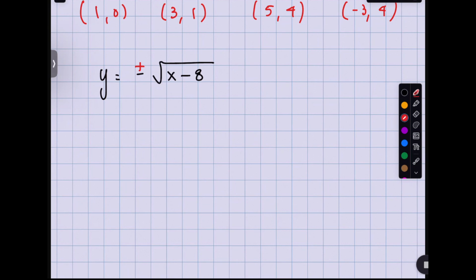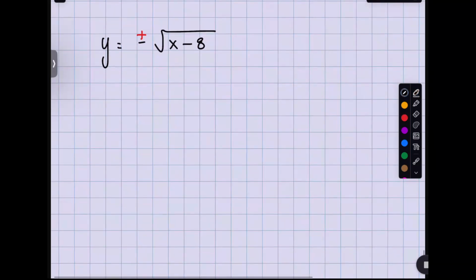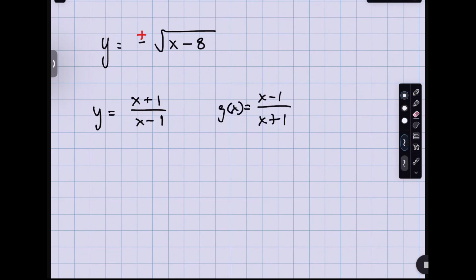Okay, f of x equals x plus 1 over x minus 1. And g of x is equal to x minus 1 over x plus 1. I was just on YouTube before class.